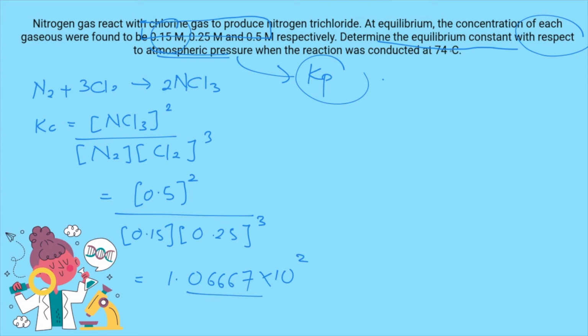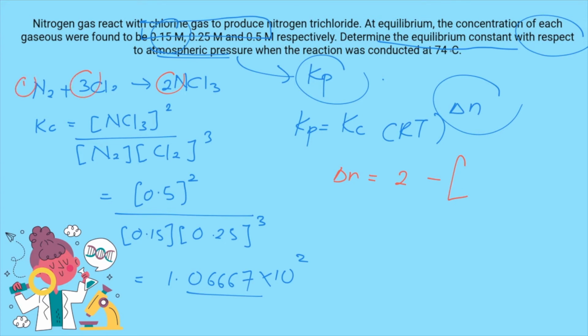So in the question you were asked to calculate the Kp instead of the Kc. So you know that your Kp is equivalent to Kc times RT to the power of delta N. So now what we are going to do is calculate what is delta N. Delta N is whatever is in the product minus whatever is in the reactant. So in the product you only have 2, so delta N is equivalent to 2 minus, so we have 3 and 1 here, right? So 3 plus 1 is equivalent to 4. So 2 minus 4 is equivalent to negative 2. This is your delta N.